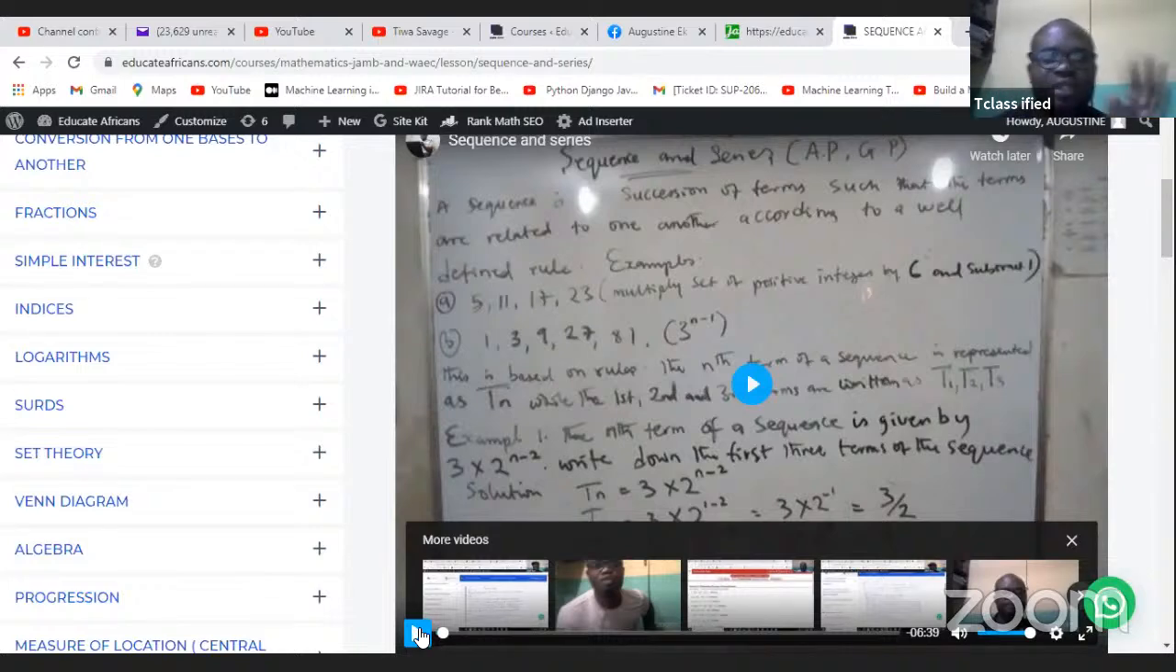So we're going to look at one now. Now we have a sequence of 5, 11, 17, 23. This is a succession of terms, but they are obeying a particular rule. So what is that rule? You can see in the brackets where we stated the rule. The rule is simply that we multiply the set of positive integers by 6 and subtract 1. So what are the sets of positive integers? The sets of positive integers are, say, 1, 2, 3, 4.